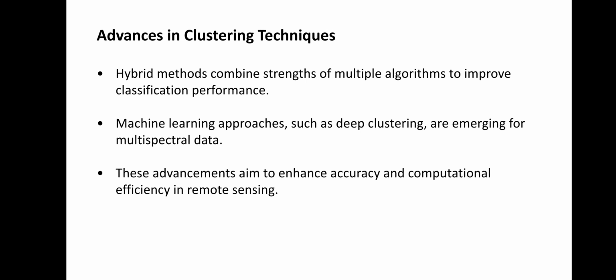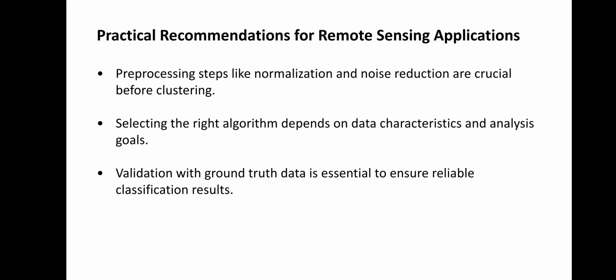And then let's see the advantages of clustering techniques. Hybrid methods combine the strengths of multiple algorithms to improve classification performance. Machine learning approaches such as deep clustering are emerging for multispectral data. These advancements aim to enhance accuracy and computational efficiency in remote sensing.